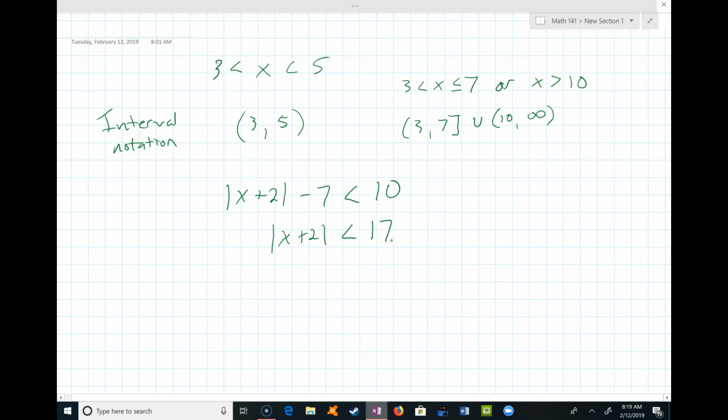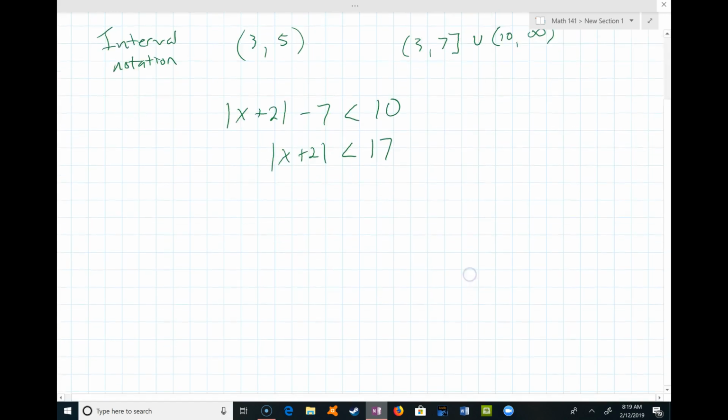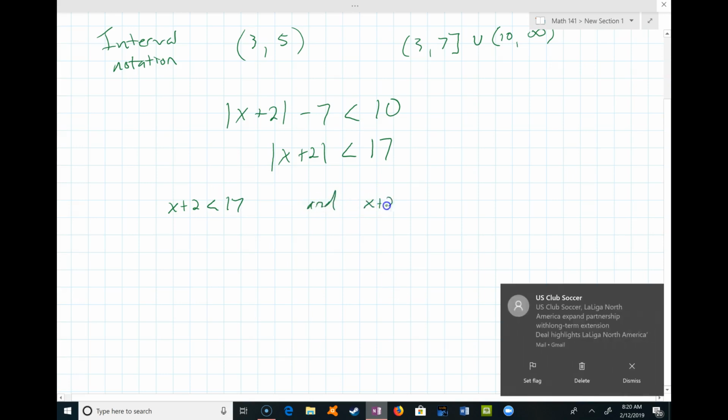And now this is where you have to think about what absolute value means. Remember, this is basically saying that the distance from 0 is less than 17 for this thing. So x plus 2, that means that x plus 2 on the number line is between negative 17 and 17, because that would be the distance is less than 17. So then we have to say that in two separate inequalities. We would say x plus 2 has to be less than 17, and at the same time x plus 2 has to be greater than negative 17.